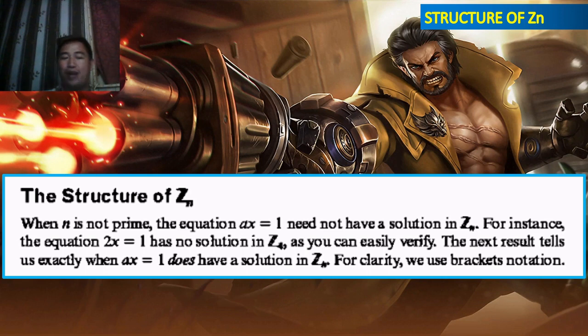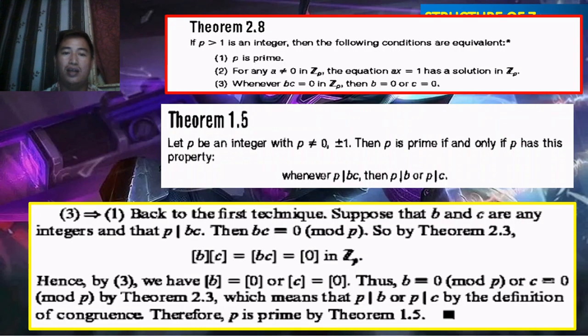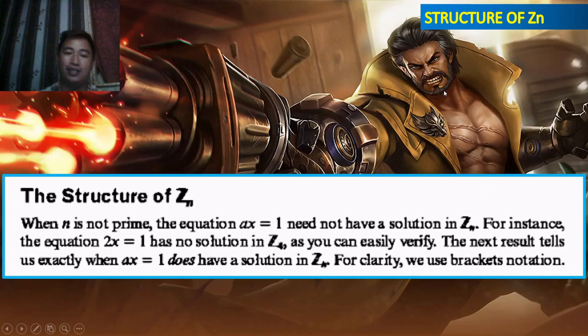Ganina kay P prime man tanong. Balik ta class sa prime. So, kung P class kay prime sa ZP, kani siya solution. And then, BC is equal to 0 in ZP. And then either B is 0 or C is equal to 0. So, diri class, sa Zn na, lahi siya. Lahi siya structure.